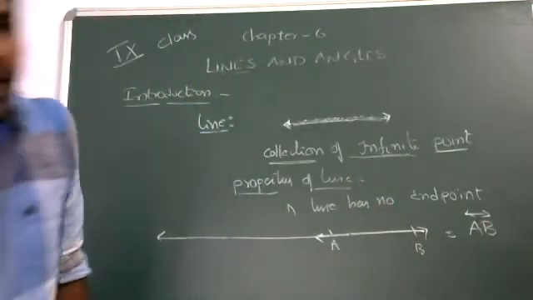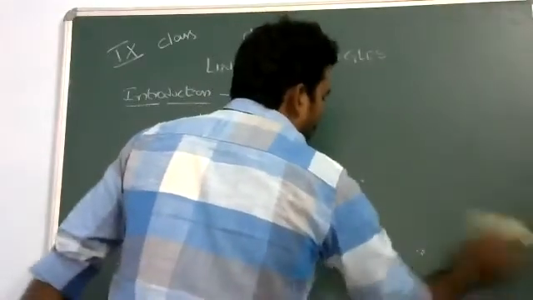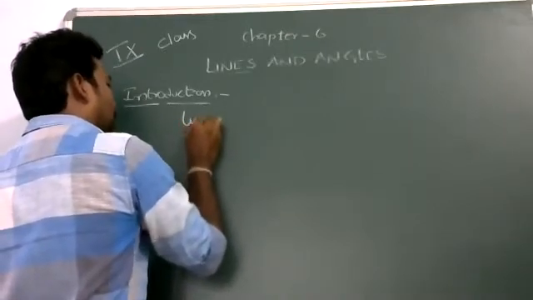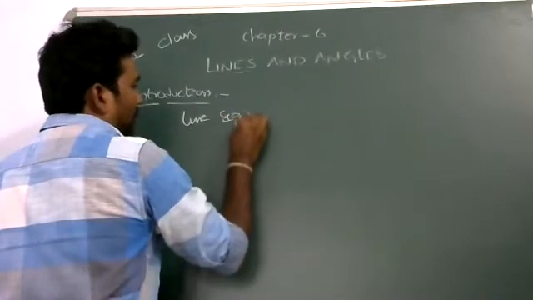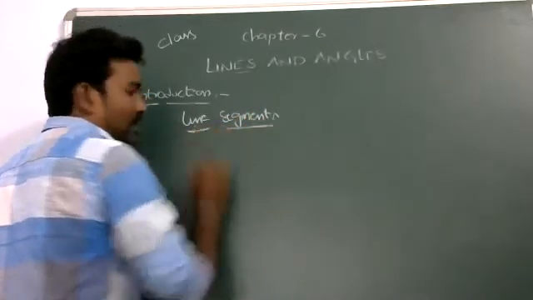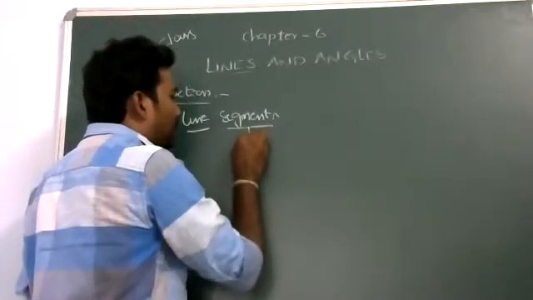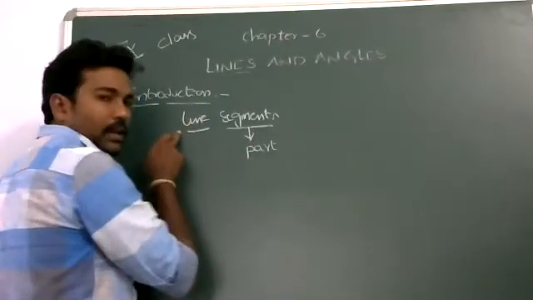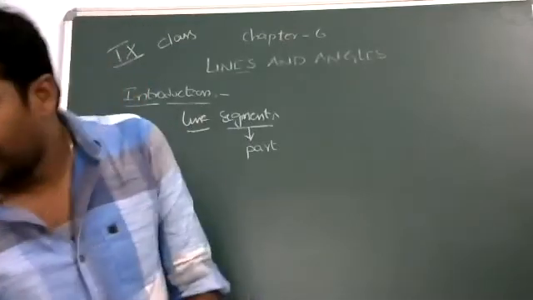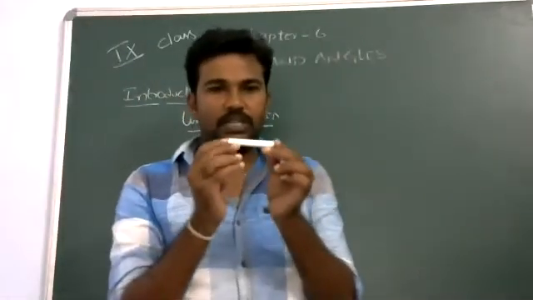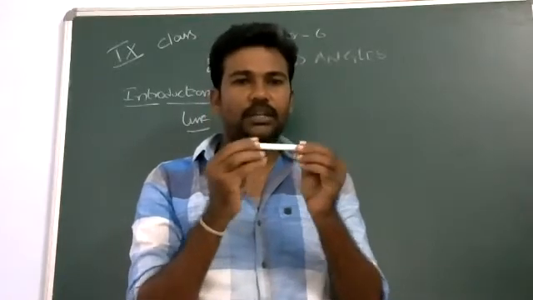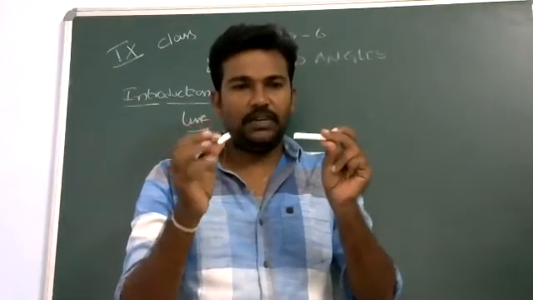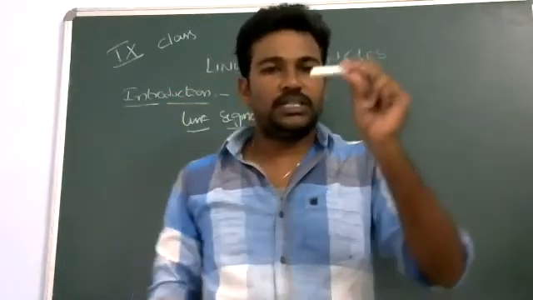Then comes the remaining parts of the line. The next one is the line segment. What is meant by a segment? Segment means a part. Line segment means a part of the line. Suppose this chalk is a line. You can extend it infinitely, no problem. Then I can divide it into two parts. This is one segment and this is another segment.